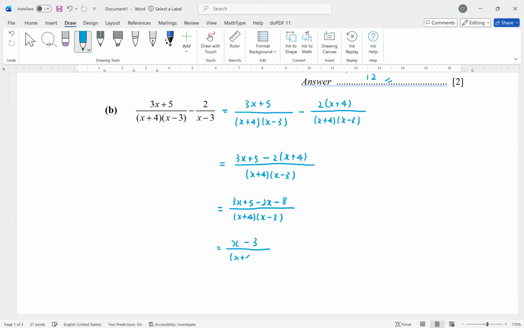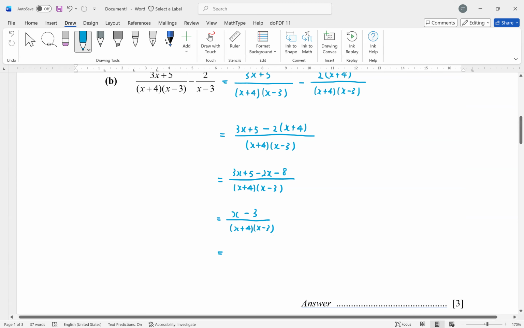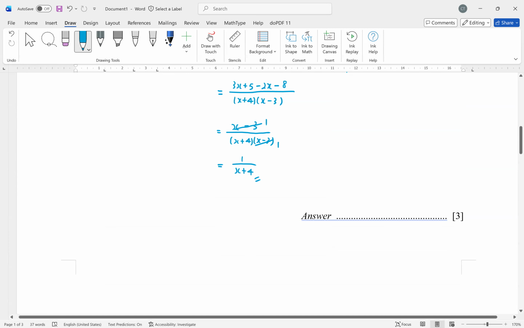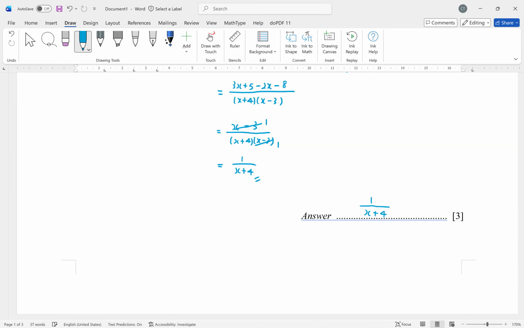Alright, then for this question, do you realize something? You have an x minus 3 term on top and an x minus 3 term below, right? Based on our experience in simplifying algebraic fractions, we can actually cancel these two terms off. So you are left with 1 over x plus 4, right? So this will be the answer. So you have 1 over x plus 4.